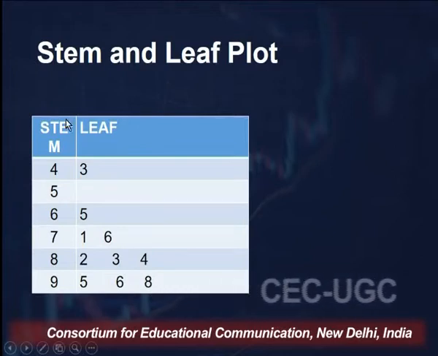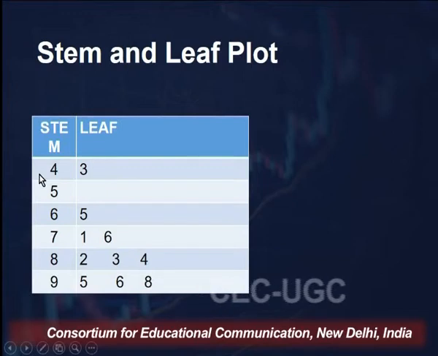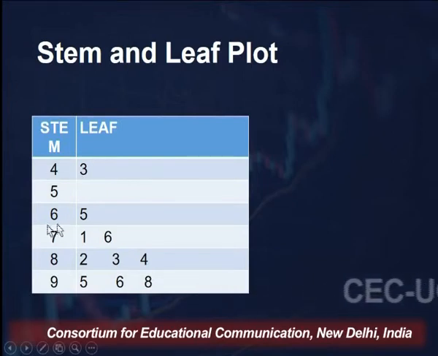What happens in this plot is you can see how the frequencies are distributed. You can just see that there is only one number in the 40s, there is only one number in the 60s, but there are 2 numbers in the 70s, 3 numbers in the 80s and 3 numbers in the 90s.